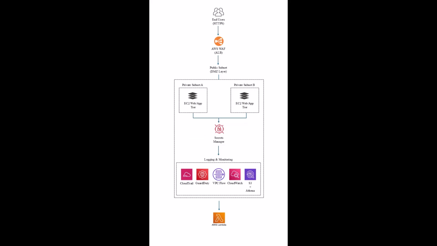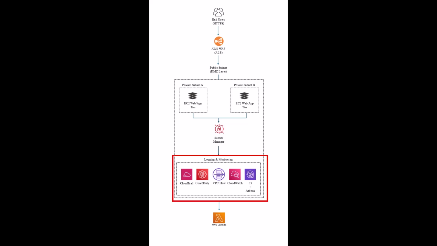IAM roles play a critical role throughout the architecture. The EC2 instance role grants only the permissions required to retrieve secrets and publish logs and metrics. Lambda functions also operate under tightly scoped IAM roles, ensuring that automation actions are auditable and restricted to approved resources.